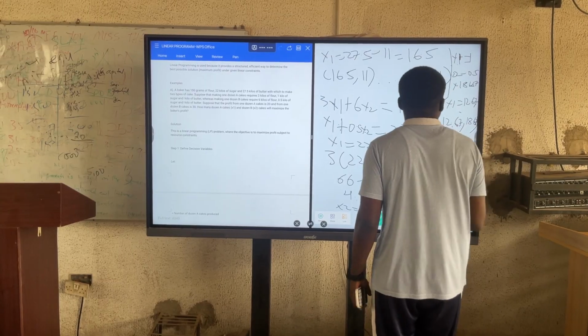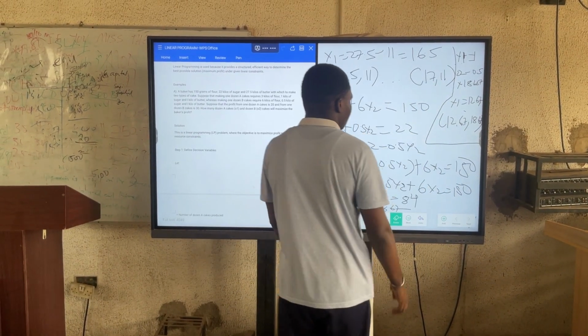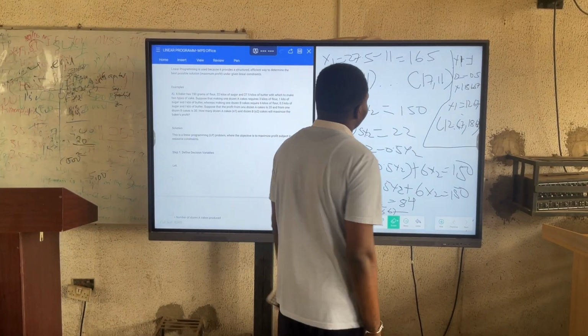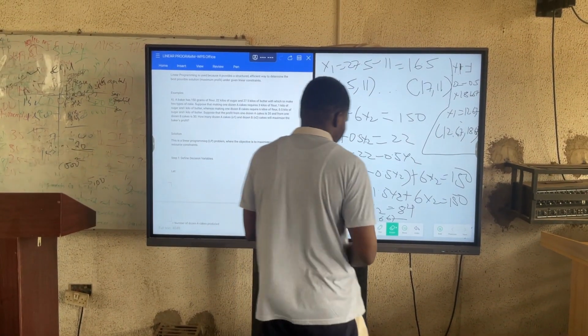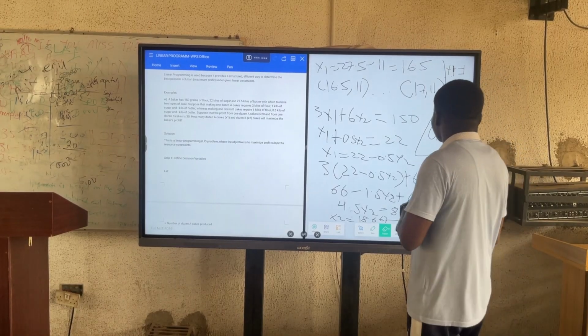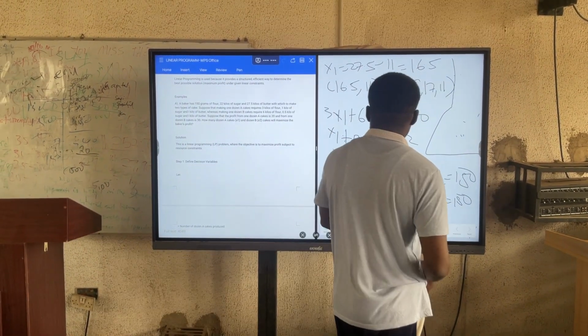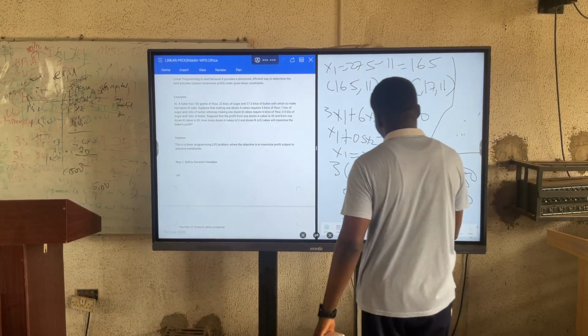So another one gave me 12.67, 18.67. That's another dozen A cake and dozen B cake. So the first one, notice 16.5, 11, 12.67 and 18.67.